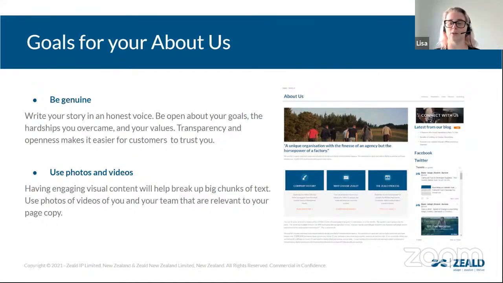So again, it's the human factor. People still buy from people, and that human factor in the About Us page is very well needed to help with that approach of people buying from people.